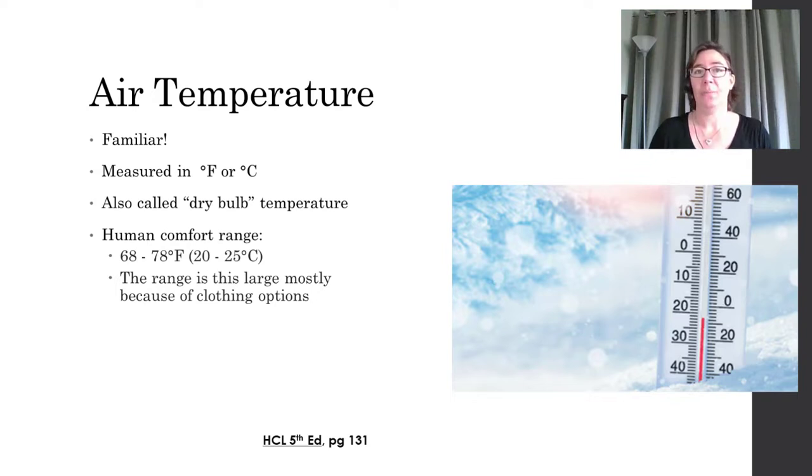Now, all of these ranges of human comfort that I'm giving you, remember that they are individual to the person, and the ranges are set to make 80% of the population comfortable. All right, so there will be outliers. There will be people who are not comfortable. These are generic comfort ranges.